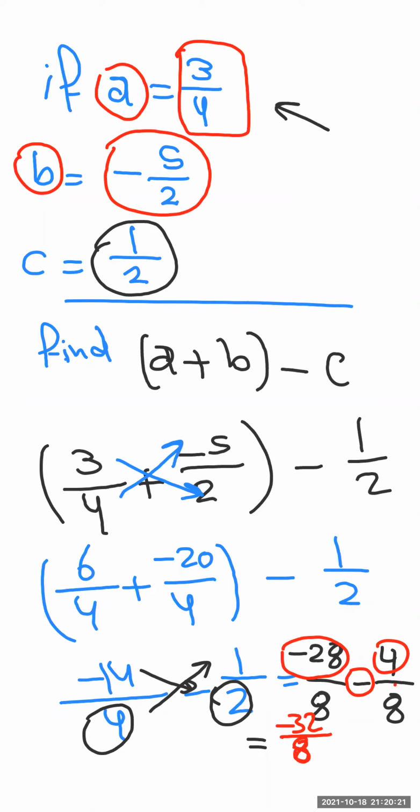Negative 32 over 8. I think there is a mistake. Just one second. It's 3 over 4 minus 5 over 2 minus half. So again, I will revise it. Okay, so here, yes. The denominator will be 8, not 4. Why did we write 4? It's 8.